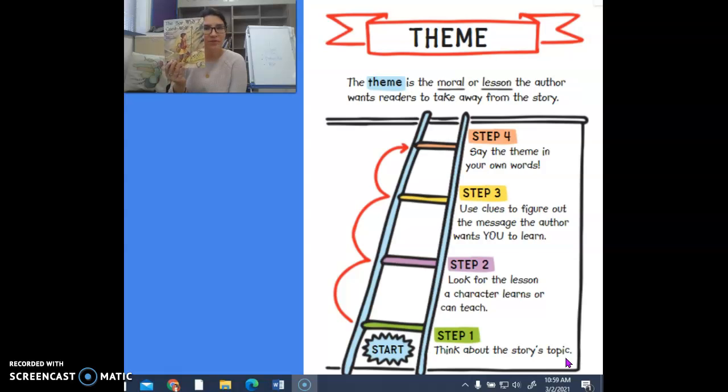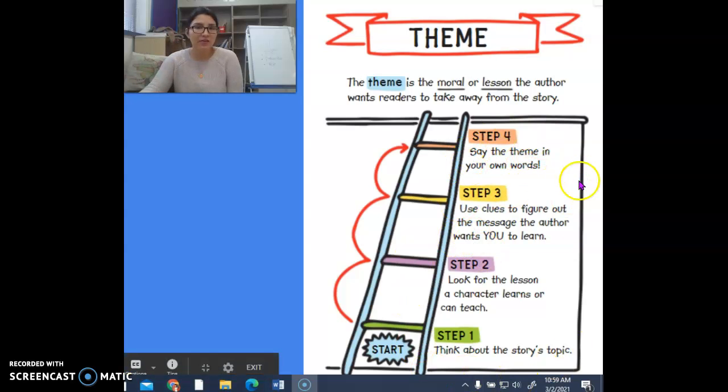Do you remember? The Boy Who Cried Wolf. Well, it says it in the title. The story is mostly about a boy who cries wolf, right? That's the topic. That's what the story is mostly about. A boy who keeps crying wolf, even though he doesn't see a wolf. So let's go to step 2. And we're taking the ladder to see if we can figure out the theme.